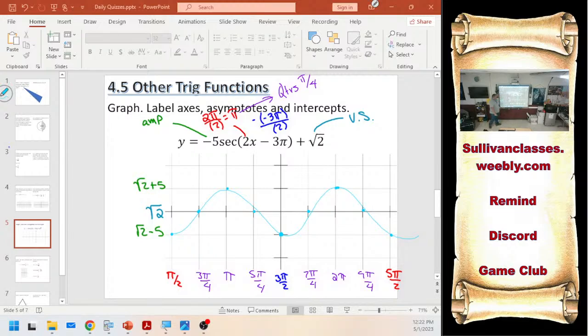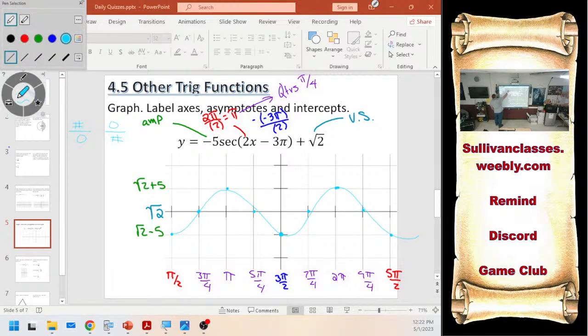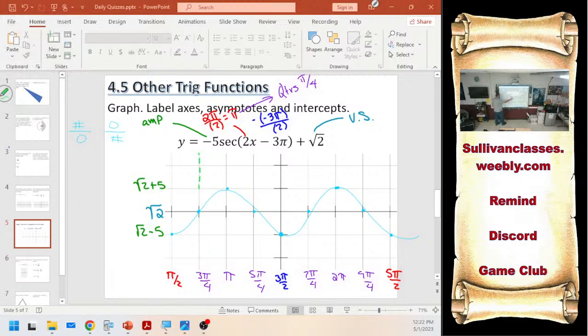But this is secant. Secant is reciprocal, so it's a reciprocal of every one of these values. The reciprocal of 1, because remember it's a shift, is still 1. So those are going to stay put. But the reciprocal of 0, if I take a number divided by 0, its reciprocal is 0 divided by a number, which is impossible, and we get asymptotes. So instead of this curve, every one of those x-intercepts is going to become a vertical asymptote.